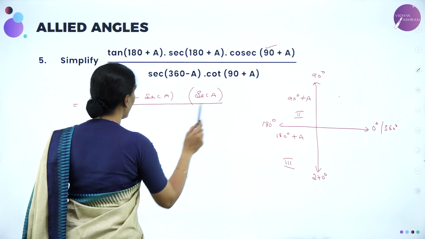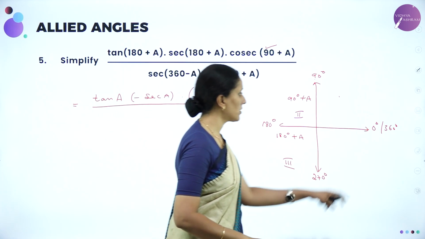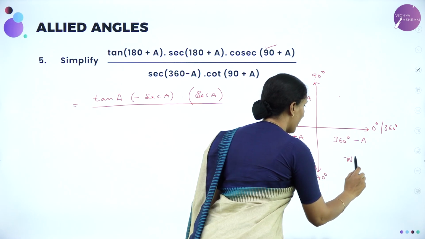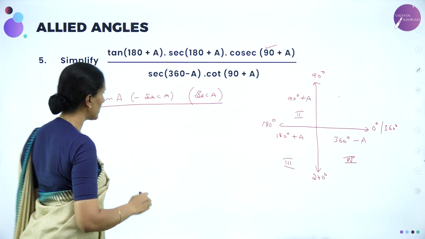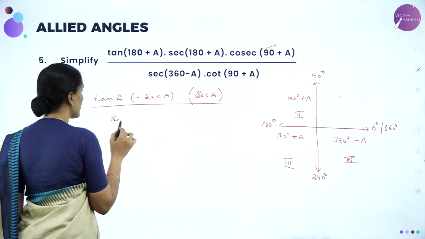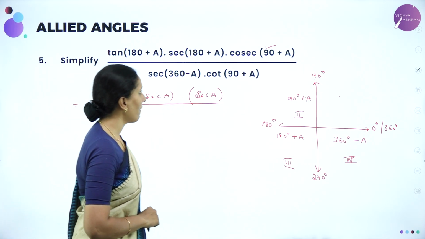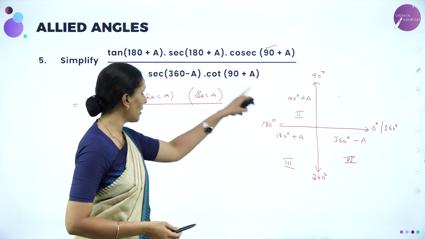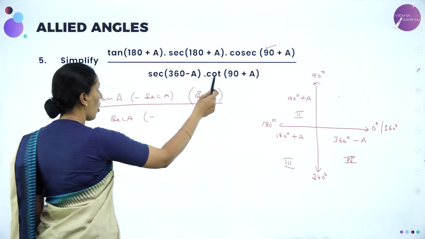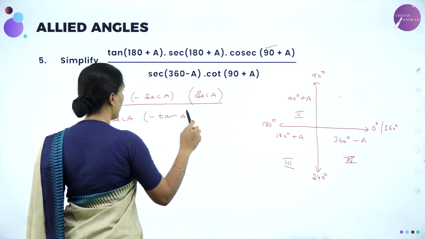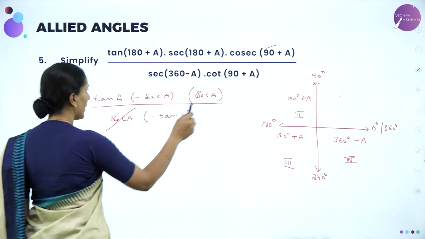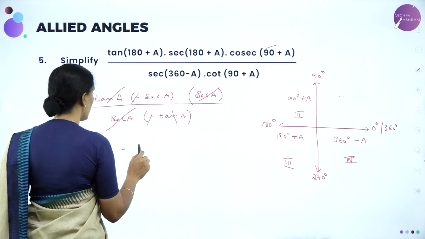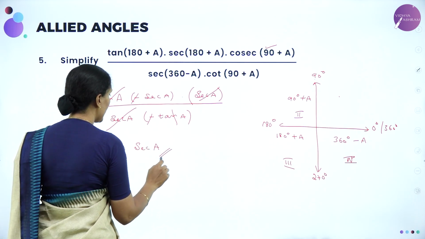Next, the whole thing divided by secant of 360 minus A. So this is your 360. 360 minus A means it comes in the fourth quadrant. In the fourth quadrant, secant is positive, and secant also remains the same. So secant A. Next we have cot of 90 plus A. 90 plus A is again the second quadrant, and in the second quadrant cot is negative and cot should change to tan. So tan A. So we can cancel secant A and tan A, minus gets cancelled. So the final value is secant A.